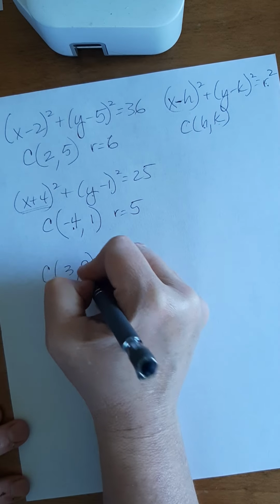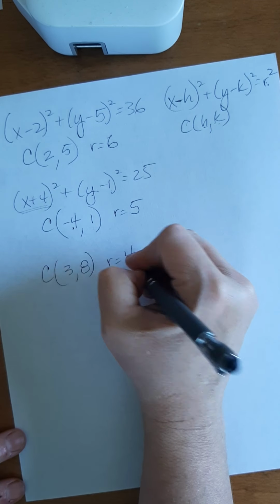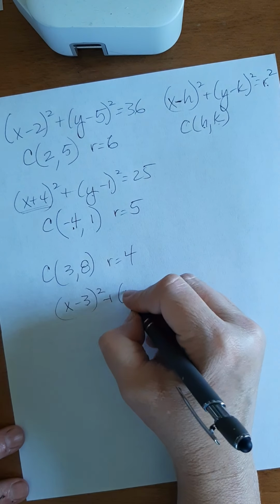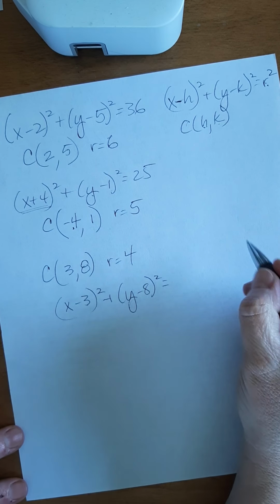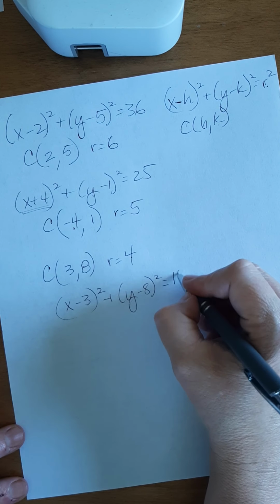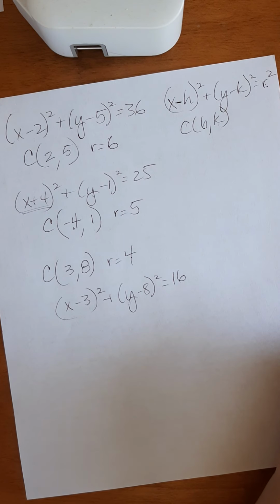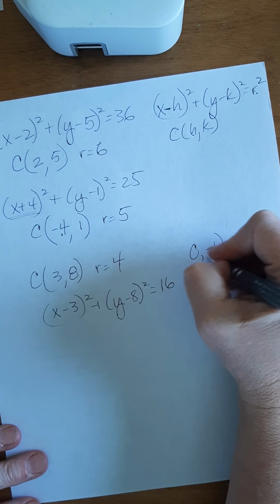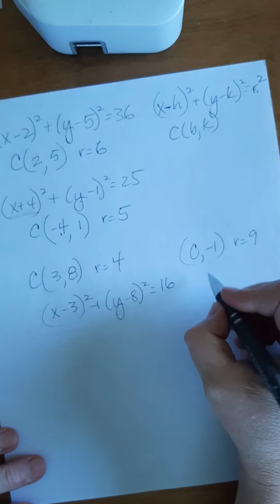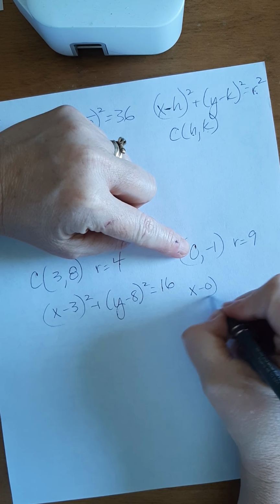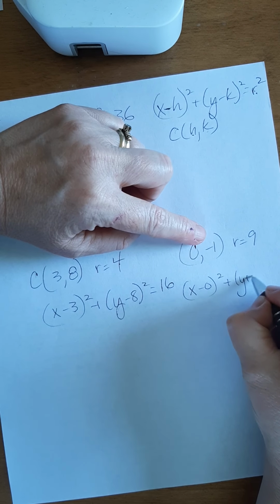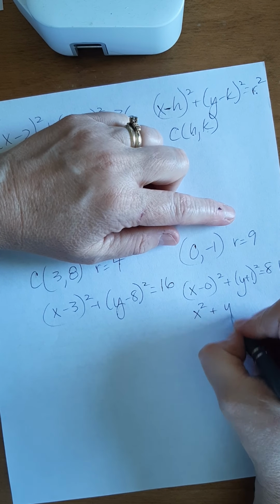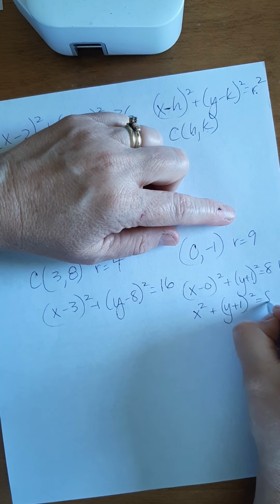Let's say 3, 8, radius is 4, and say you give me the equation. X minus 3 squared plus y minus 8 squared equals 4 squared. There you go. Sometimes they try to be tricky. Let's say if you did 0, negative 1, radius 9. Well, notice how you could do x minus 0 squared, 9 squared or 81, or you could just say x squared since the 0 is understood.